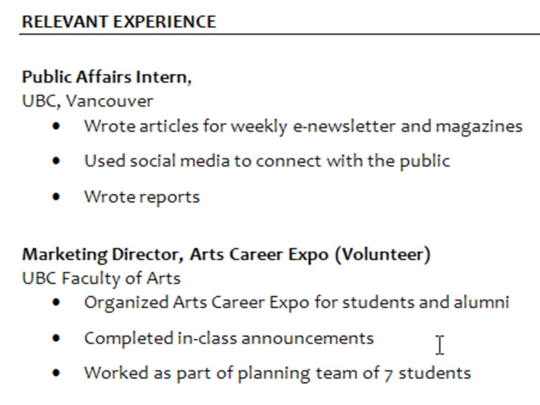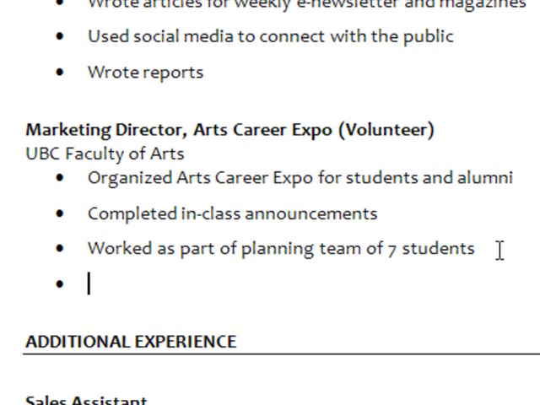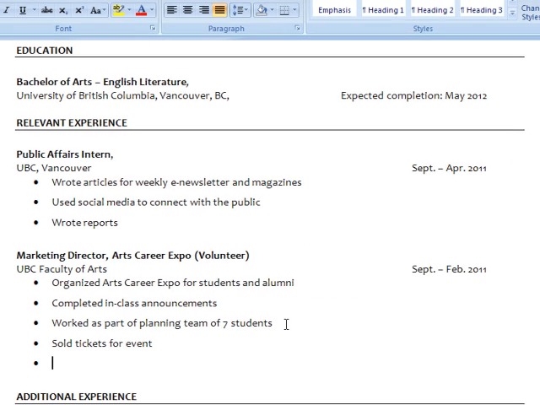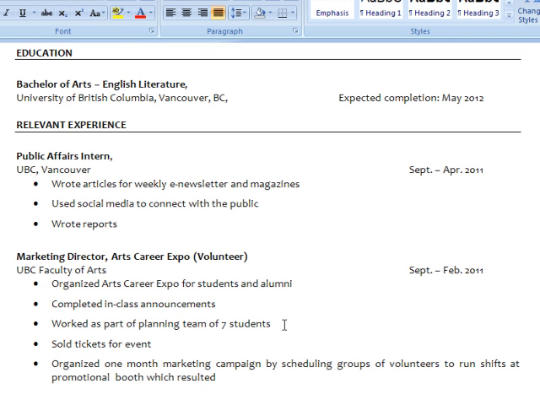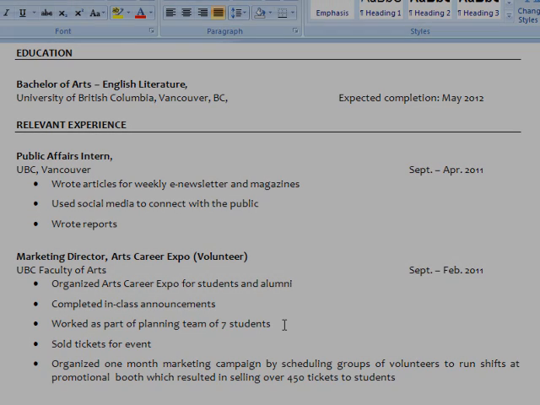For example, compare these two statements. Sold tickets for event. Organized 1-month marketing campaign by scheduling groups of volunteers to run shifts at promotional booth, which resulted in selling over 450 tickets to students.